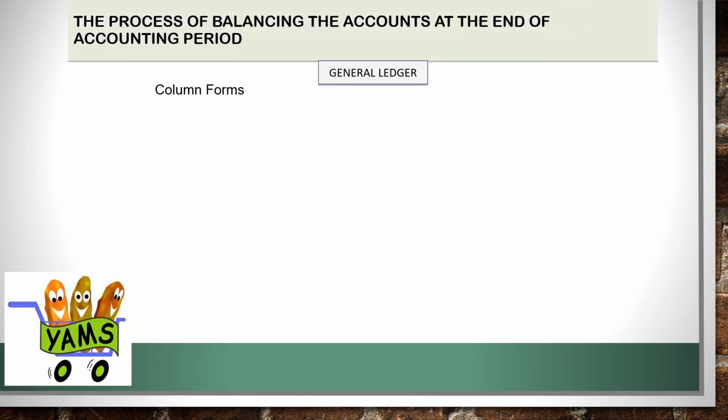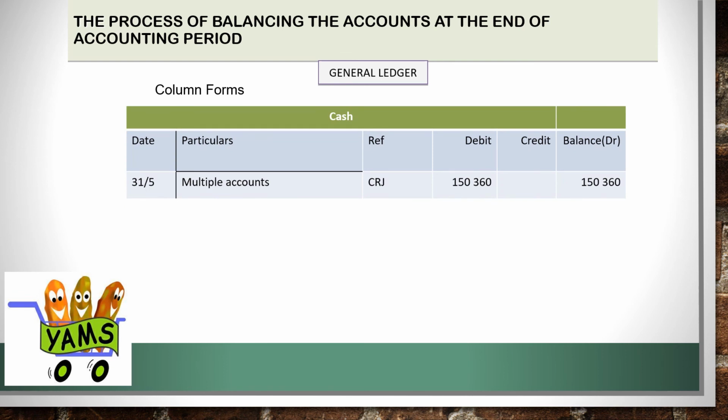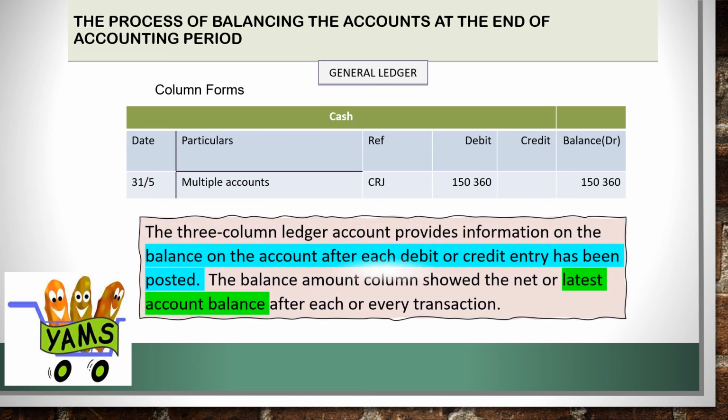The three-column ledger account provides information on the balance on the account after each debit or credit entry has been posted. The balance amount column shows the net or latest account balance after every transaction. The balance on an account is available to the user at any point in time.